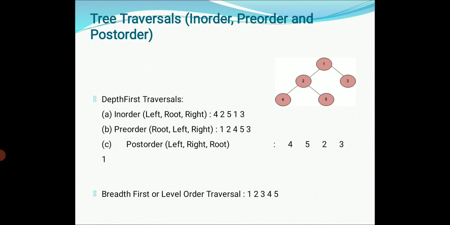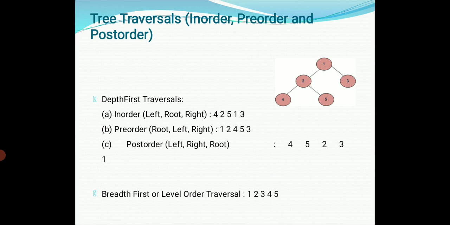Then the second is pre-order. The pre-order technique is root, left and right. First we write down the root value, then the left value and also the right value. The root value is 1, then go to the left subtree root node, whose value is 2, and that is written. Then go to the left node, that is 4, then the right node, 5, then the last node, that is 3.